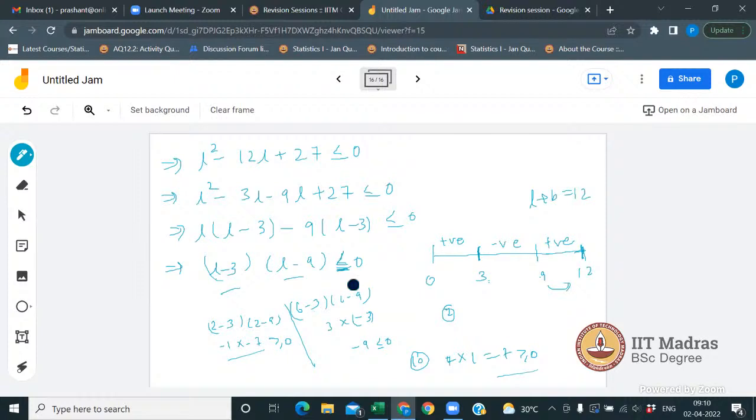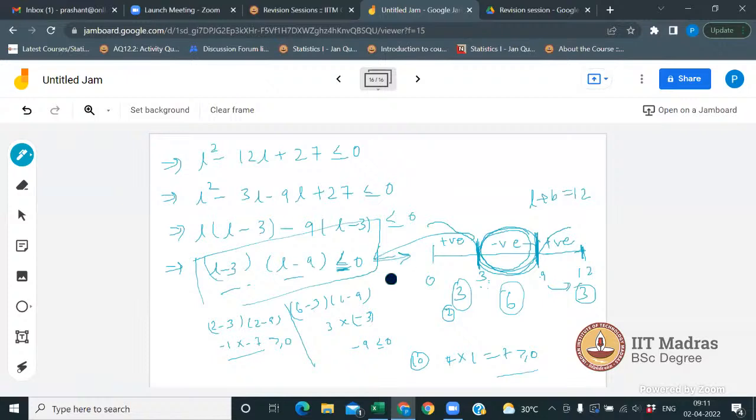But the condition is that the product should be negative. Then if you see, out of 0 to 12, this half region satisfies this condition, the 3 to 9. That means there are only 6 units, and the remaining 3 units on each side. So only this half satisfies this condition.